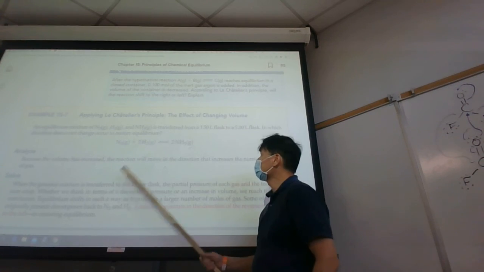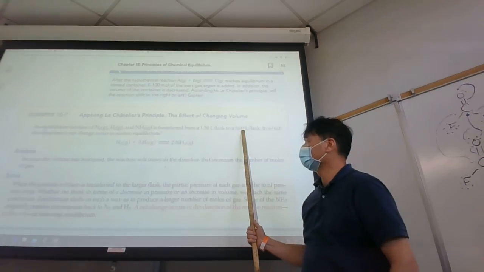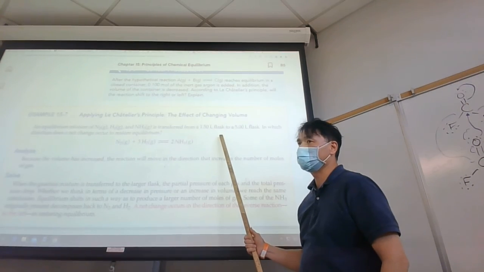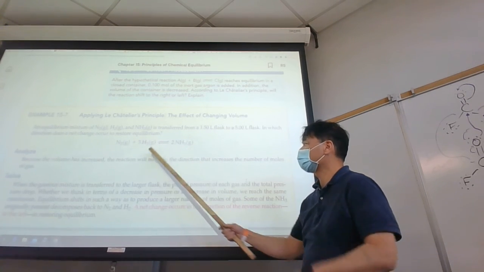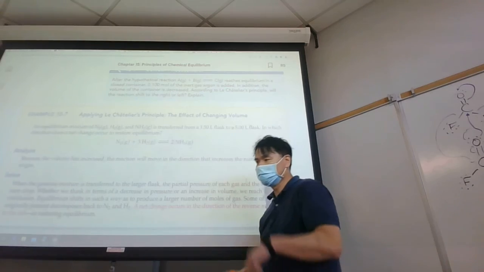Okay, going back to this one, we make the volume bigger, which is going to favor the left side or the right side? Left side, so this shifts left. It's going to favor the left.